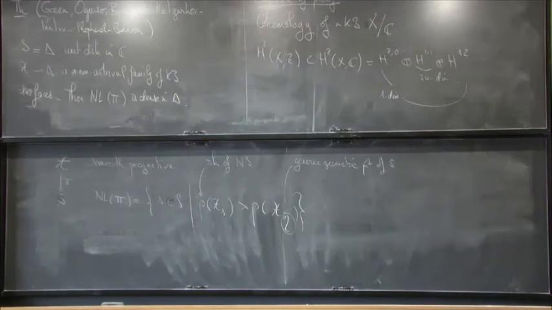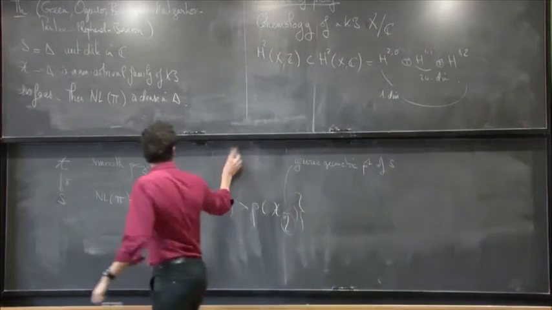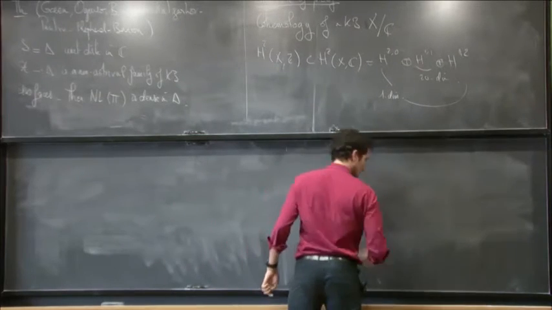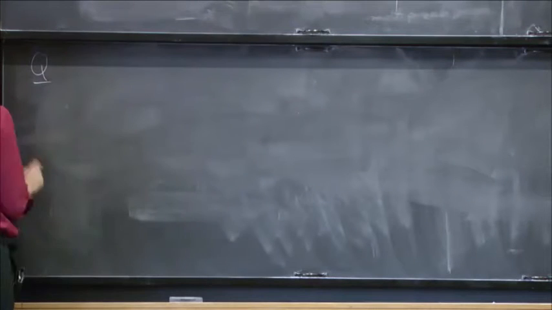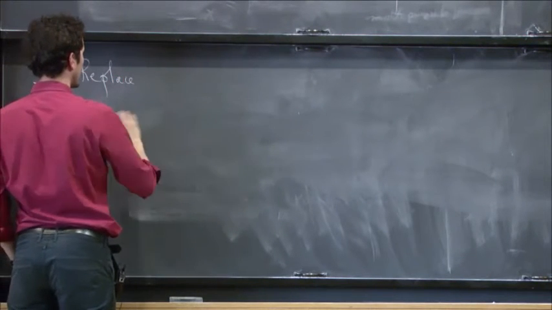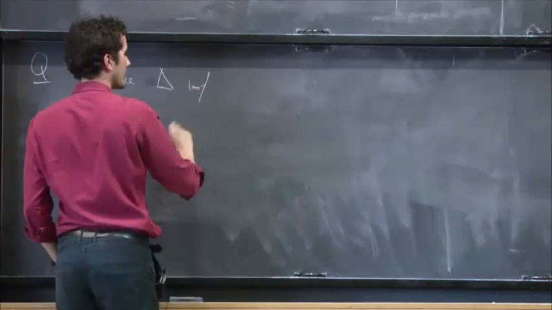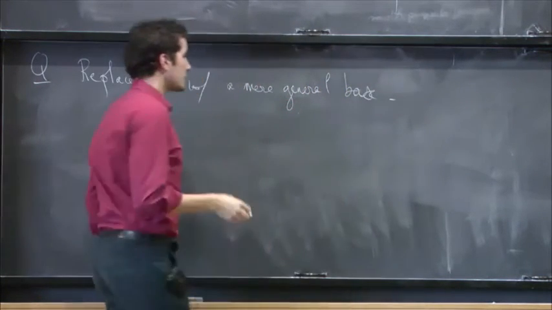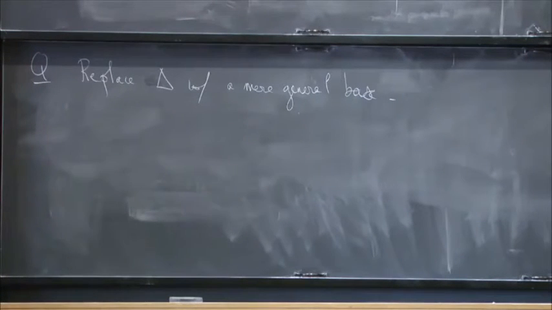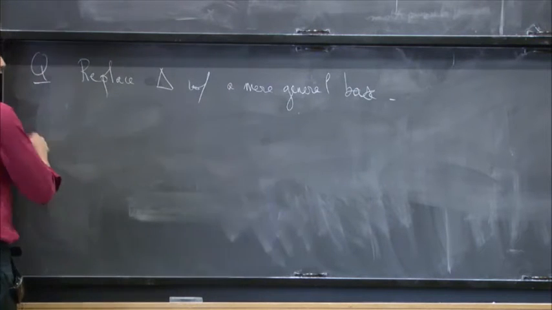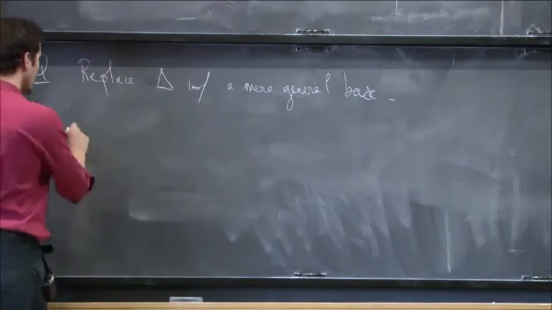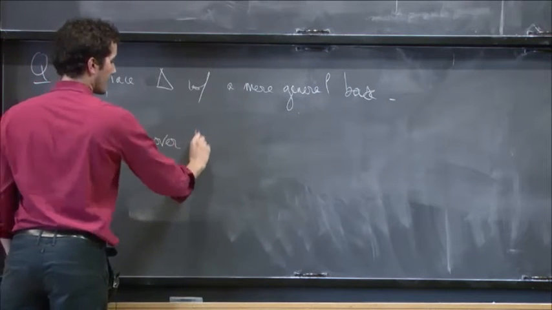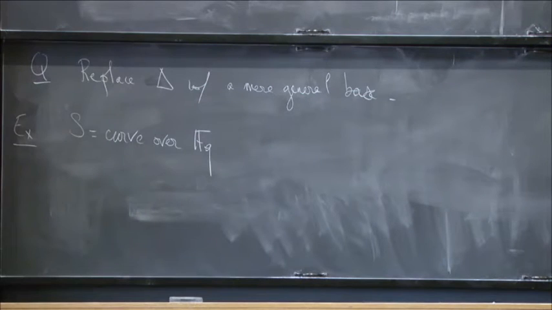Okay, so the question is what happens when the base is not the unit disk? What happens if we do arithmetic geometry? What happens if you replace the disk with a more general base? Let me focus on one case, which will be the one that I deal with more in detail later. So let's take S to be a curve over F_q, and let's stay in the same range, the same kind of varieties.